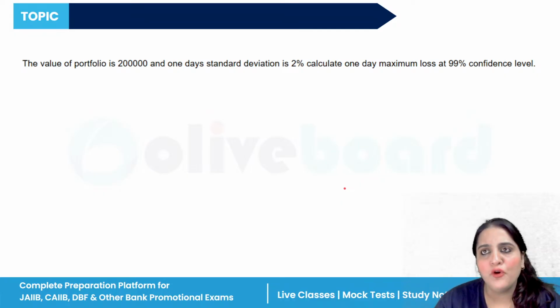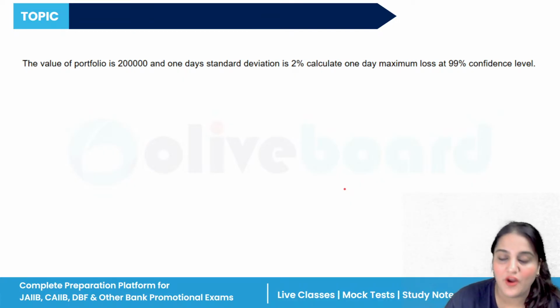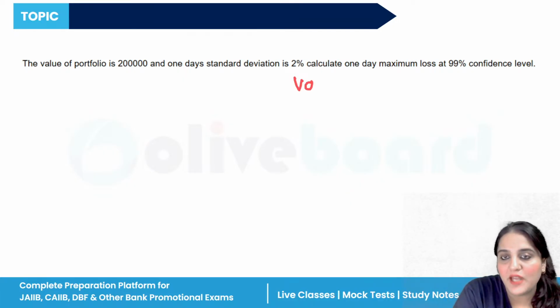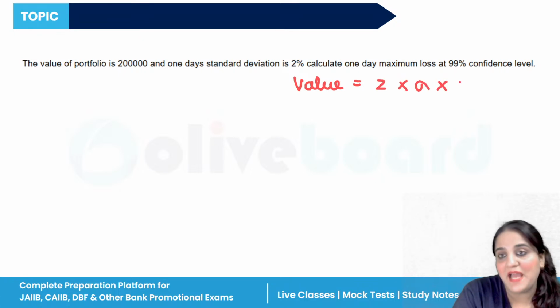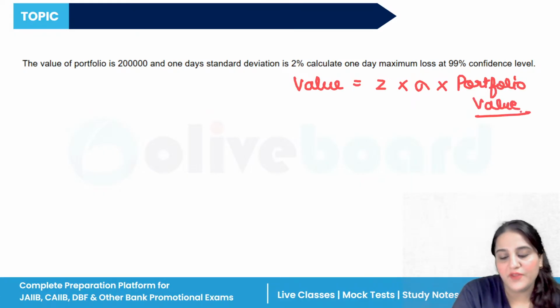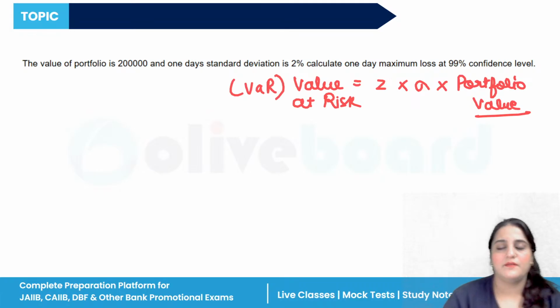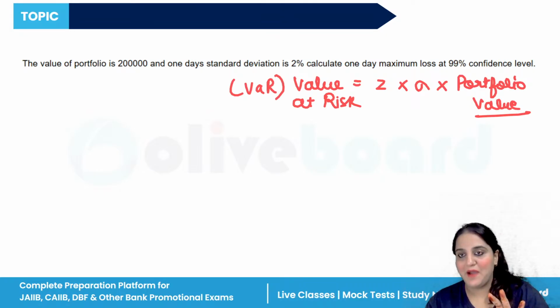The value of portfolio is given, standard deviation is given. We have to calculate 1 day maximum loss at 99% confidence level. And what is the formula of the value? Z multiplied by the standard deviation multiplied by the portfolio value. This is the formula of the value at risk, or we can write in short VaR, right?